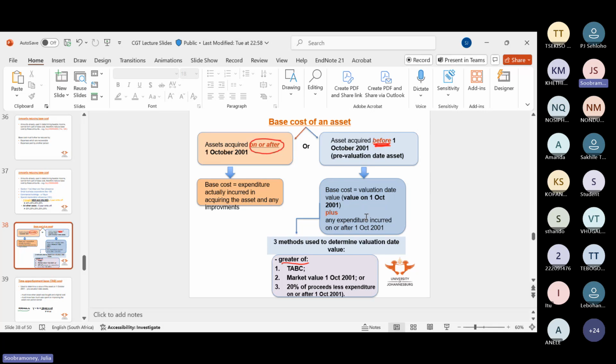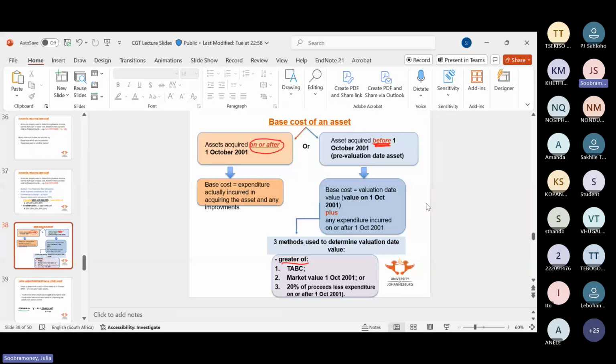So then you're going to say, right, improvement is going to equal to my valuation date asset, the new price, base cost, plus any improvements to give me my base cost on the date that I sell my asset. Then obviously you're going to minus your allowances and you're going to continue with the same process. Minus allowances, minus section 11O.